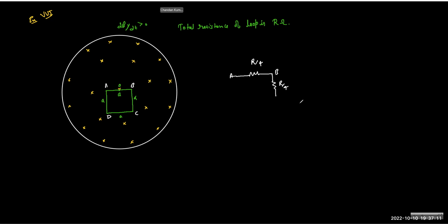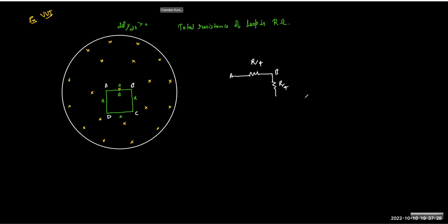Sir, BC, how far is it from the center, from point O? BC is the length, right? It's the rod. Yes. So what is the perpendicular distance of the rod from the center? Sir, A by 2. So what is the EMF induced in the rod?